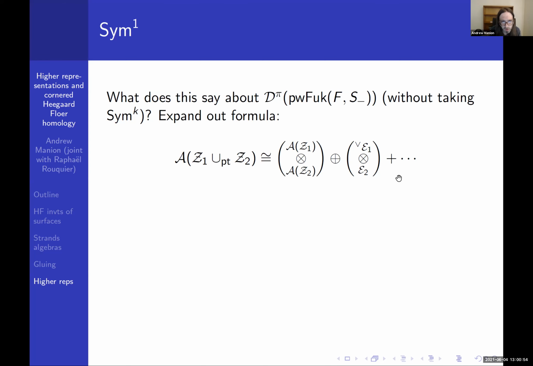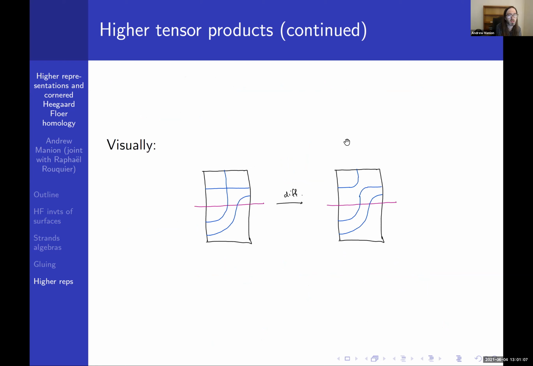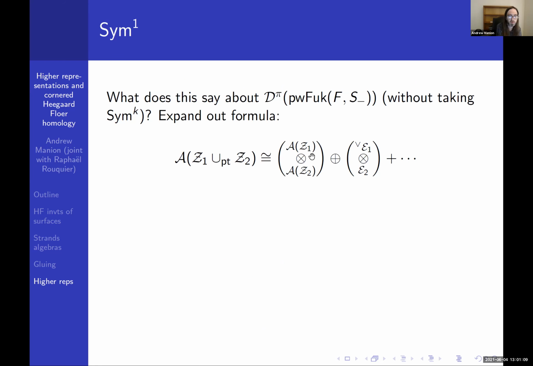But if I expand out the above formula for A, this is like the Douglas-Malinowski formula, and just write out the sum in K. So for K equals 0, I'm just taking tensor products of 0 copies of these bimodules, so I just get the algebra itself. And then in the next summand, I have a tensor product of 1 copy. And then in this summand, I'd be tensoring over NC2, etc.